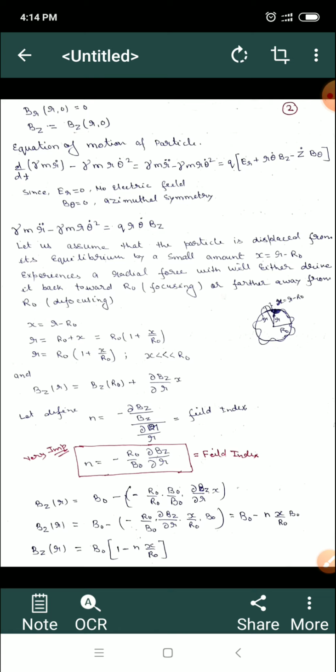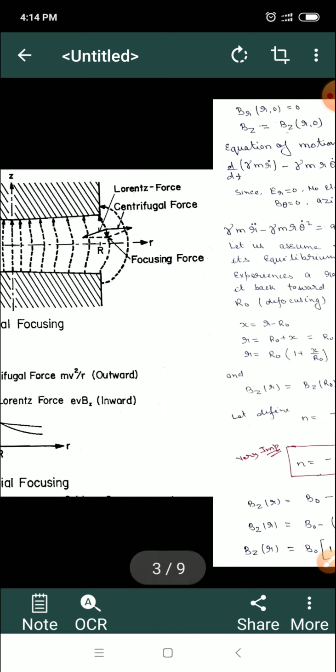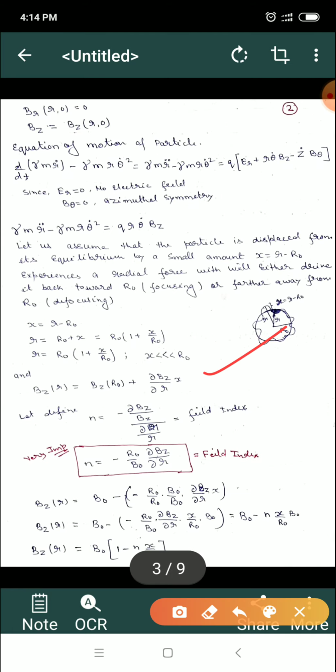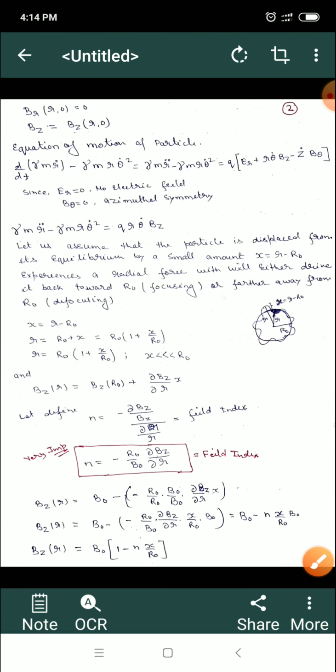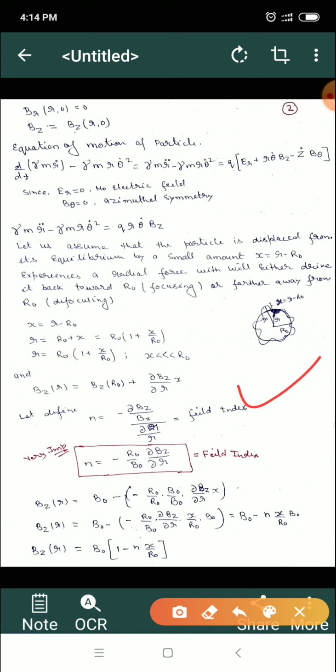So let us define a new quantity here. In order to do the calculations, we will define a new quantity known as the field index. This is very important, note it down. So n is equal to minus del Bz upon del r upon r. This quantity is known as the field index, or we can simplify it: n is equal to minus r0 upon B0 times del Bz upon del r. So this is known as the field index.